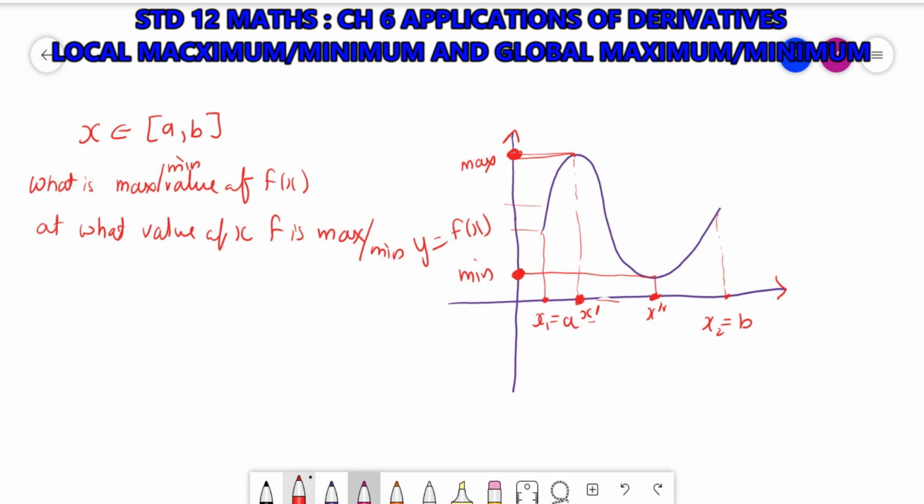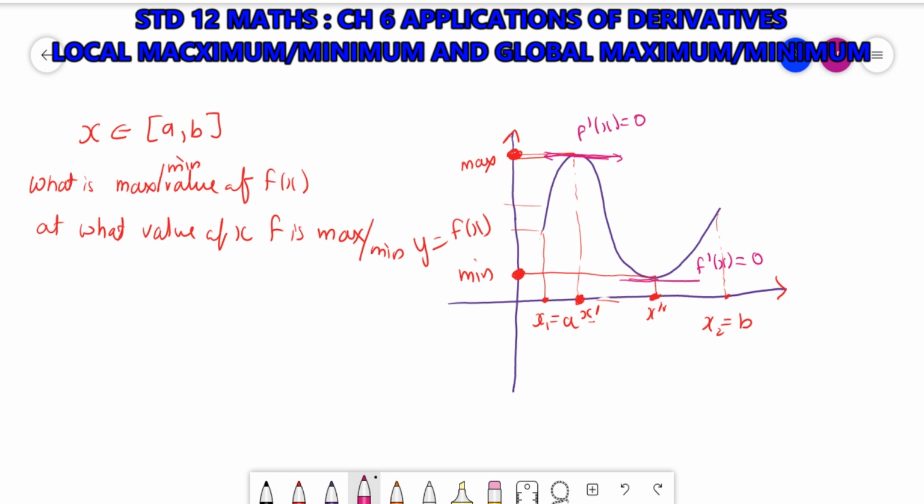Now see, at this point what is the slope of the tangent? The tangent is horizontal, so the slope is 0. So at this point f dash x is equal to 0. Again at this point also the tangent is horizontal, so the slope f dash x is equal to 0.